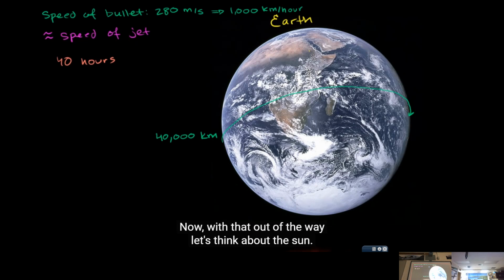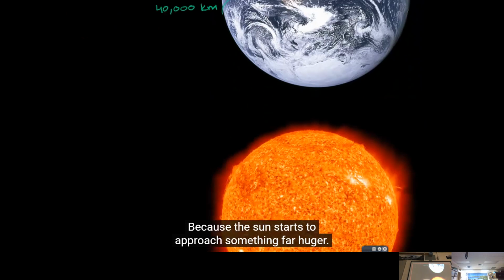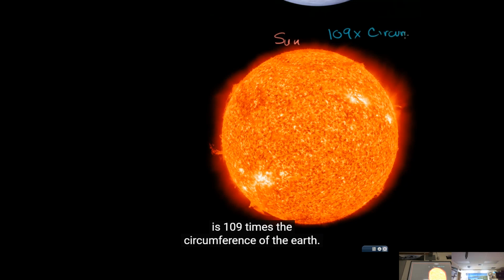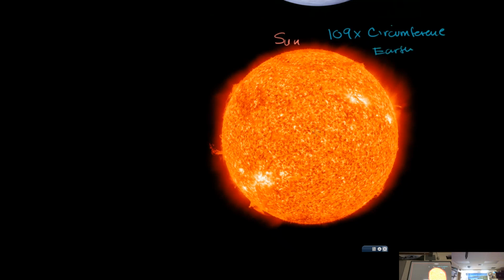Now, with that out of the way, let's think about the sun, because the sun starts to approach something far huger. So this obviously here is the sun. And I think most people appreciate that the sun is much larger than the Earth, and that it's pretty far away from the Earth. But I don't think most people, including myself, fully appreciate how large the sun is or how far it is away from the Earth. So just to give you a sense, the sun is 109 times the circumference of the Earth.